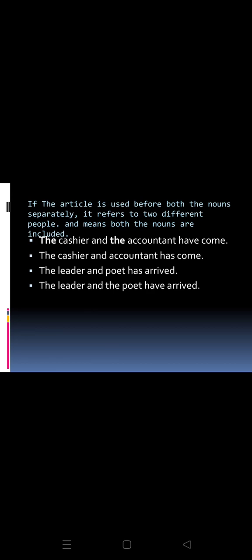If the the is used in front of both nouns, the leader and the poet, this means they are different people. So this is a very important point you need to note, because these kinds of questions come in your competitive exams as well.